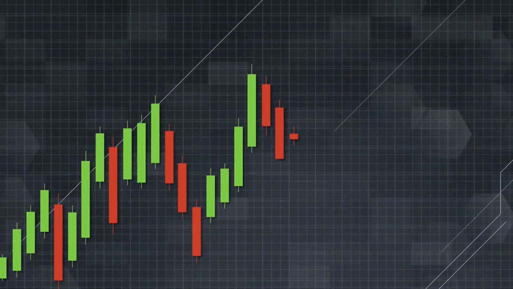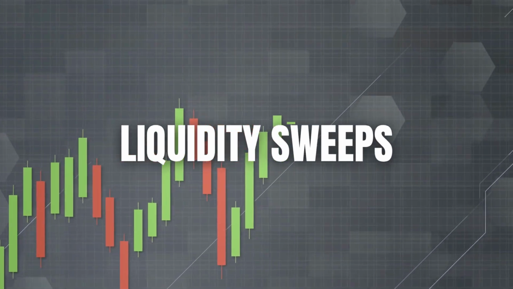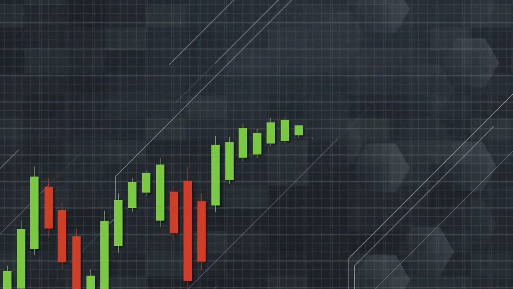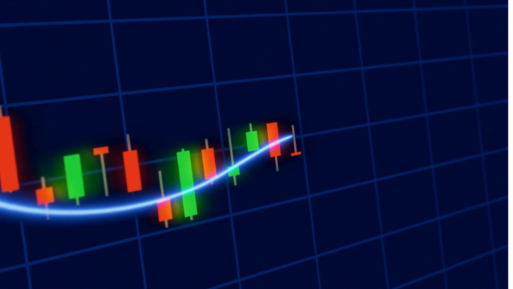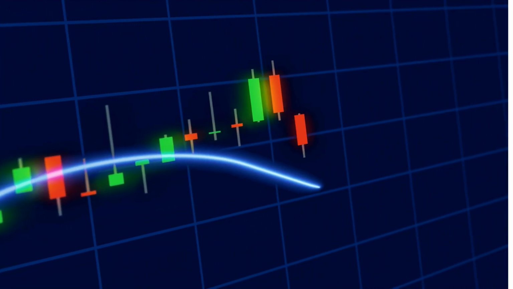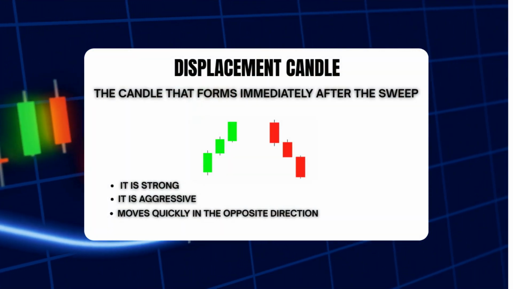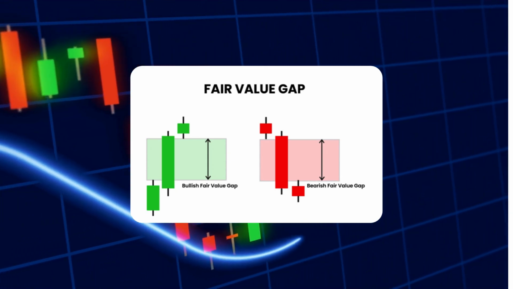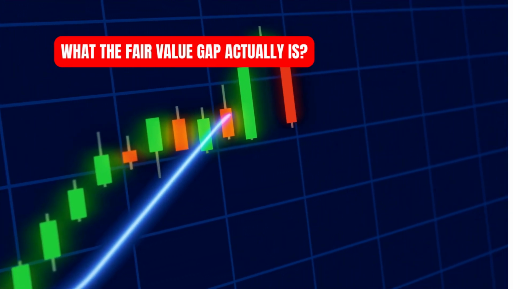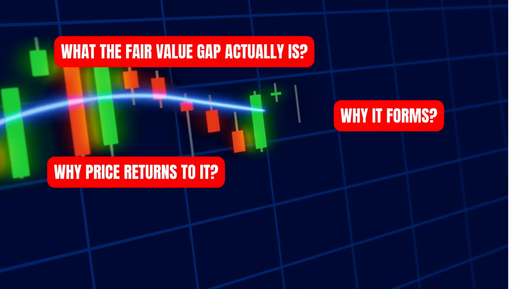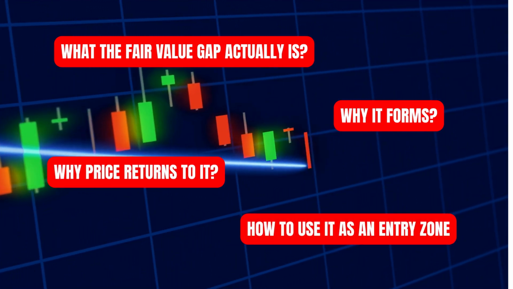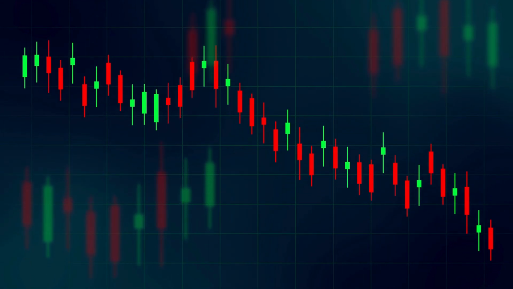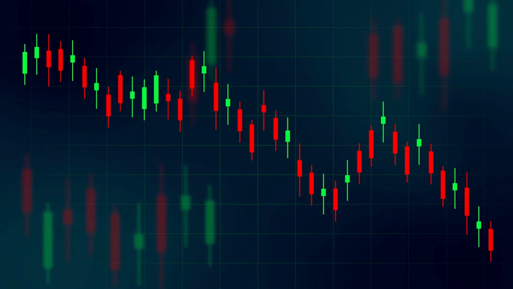Last episode, we covered liquidity sweeps. We talked about what happens when institutions drive price into stop-loss clusters, fill their positions, and then reverse. And at the end of that episode, I mentioned something. The displacement candle that forms after a sweep almost always creates a fair value gap. Today, we are going deep on that. What the fair value gap actually is, why it forms, why price returns to it, and how to use it as an entry zone. This is one of the most practical concepts in all of ICT. When you get this right, your entries get a lot cleaner.